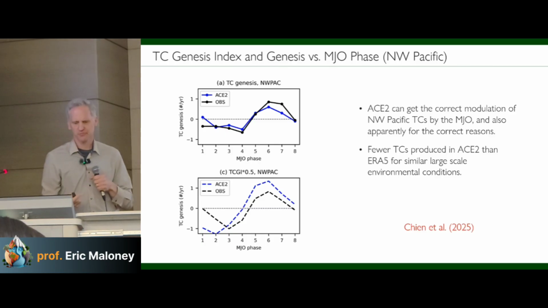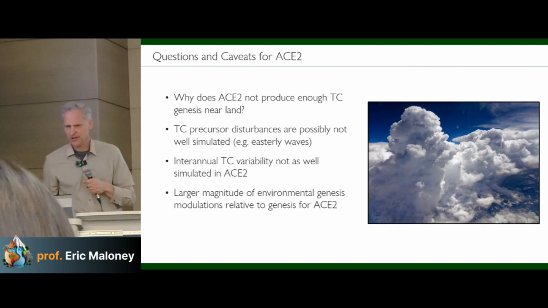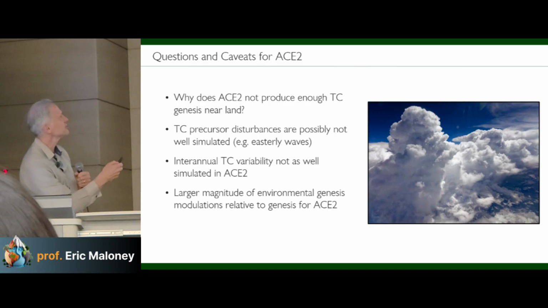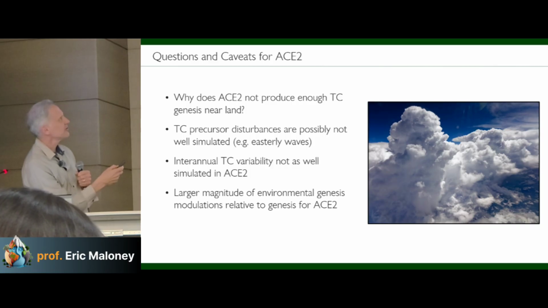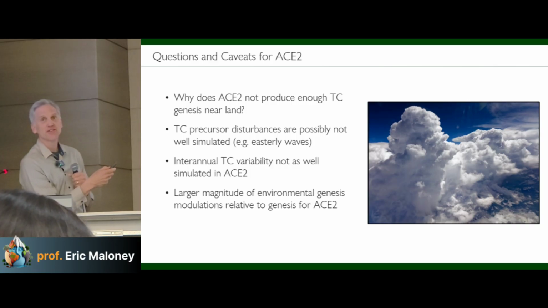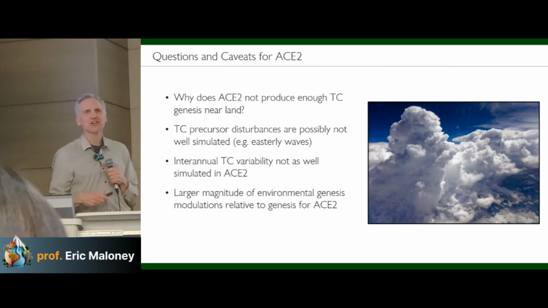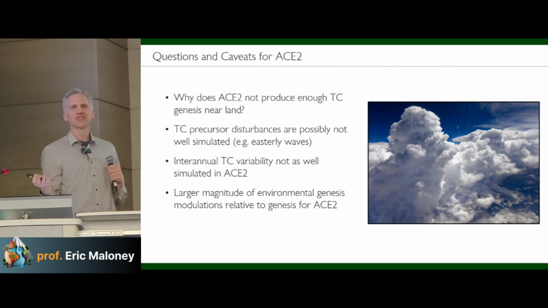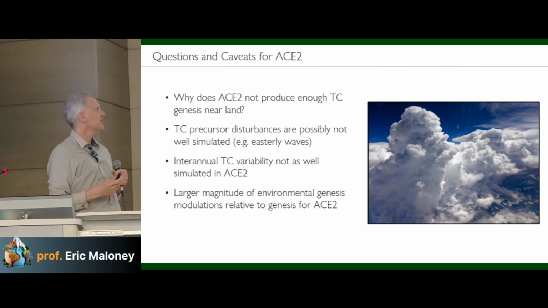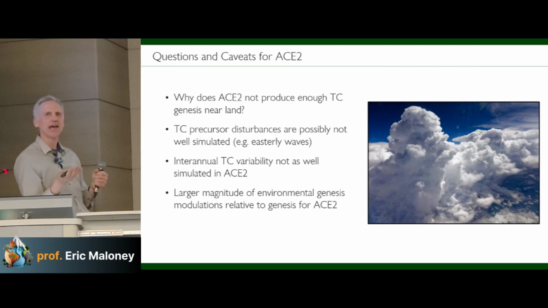Maybe I'll leave it at that right now and wrap up with some conclusions here. A little bit more discussion. All right, so the ACE model, the AI model, does a lot of great things. It's not perfect. It doesn't produce enough tropical cyclones near land, so that's a problem, particularly if you're interested in coastal landfalling of tropical cyclones in Mexico. Then your AI model might not be that good for that. So that's something they need to improve upon.